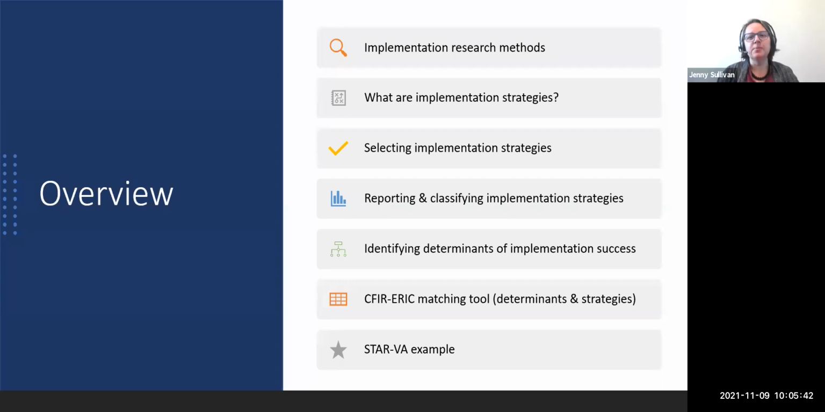So in terms of the content I plan to cover today, we'll first focus on a quick refresher on implementation research methods, then discuss what implementation strategies actually are. Then we'll focus on ways to select implementation strategies and report and classify them. Then next, we'll pivot a small bit to discuss the importance of identifying determinants of implementation success and focus specifically on ways to identify implementation strategies using the CFIR-ERIC matching tool. And then finally, I'll provide an example of how we map barriers to strategies in the STAR-VA project, as well as share how those results informed additional sustainability efforts.